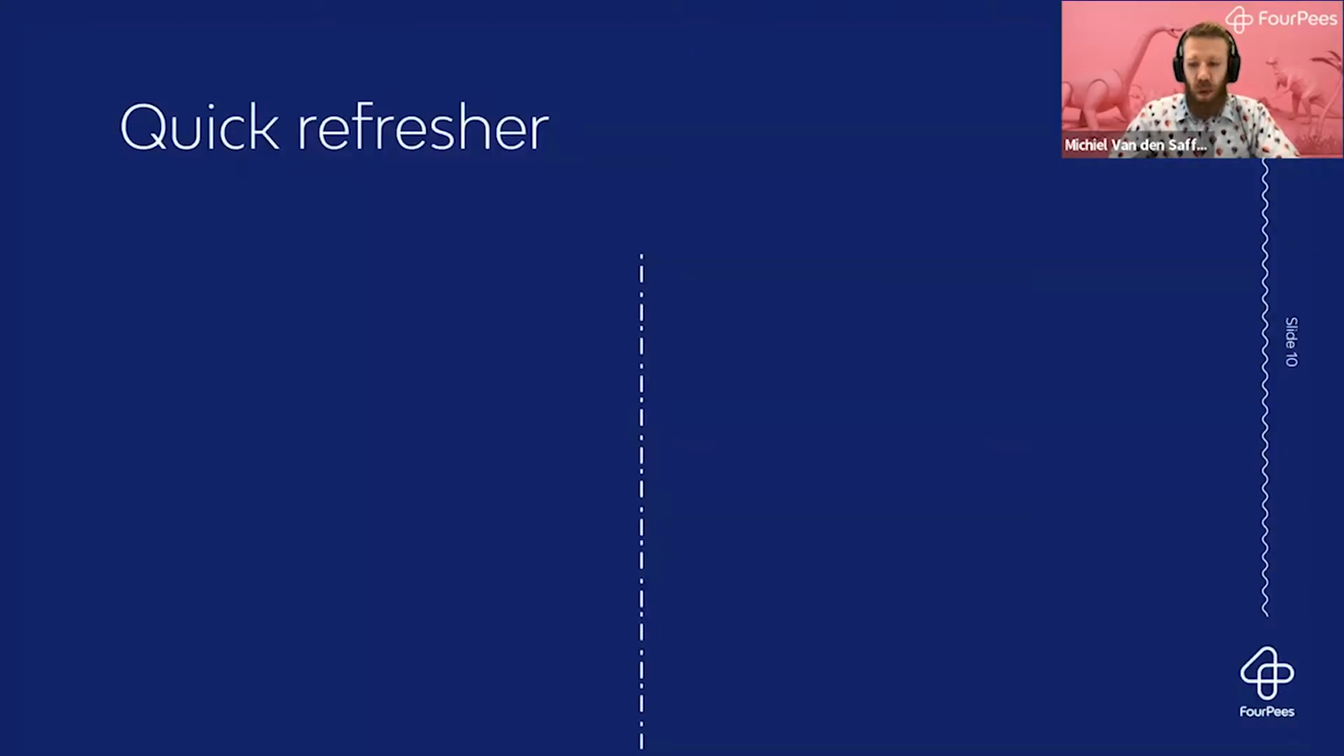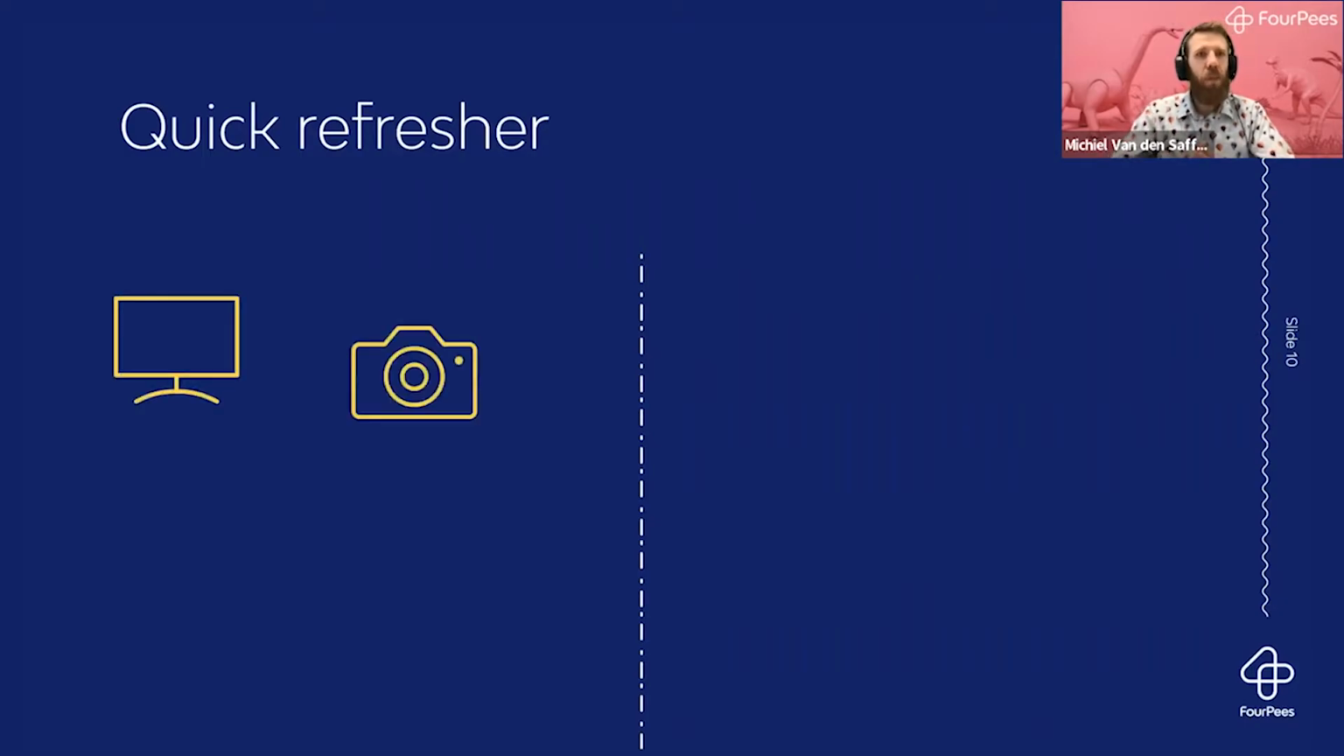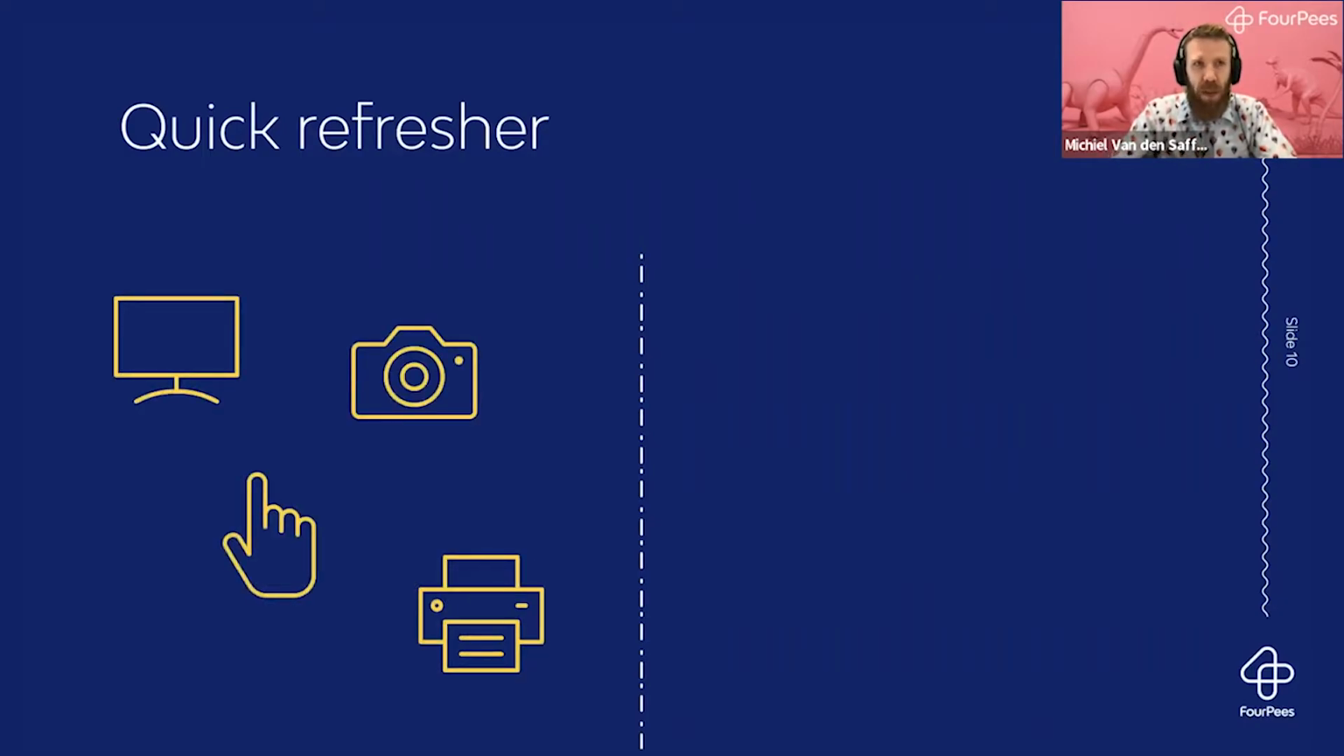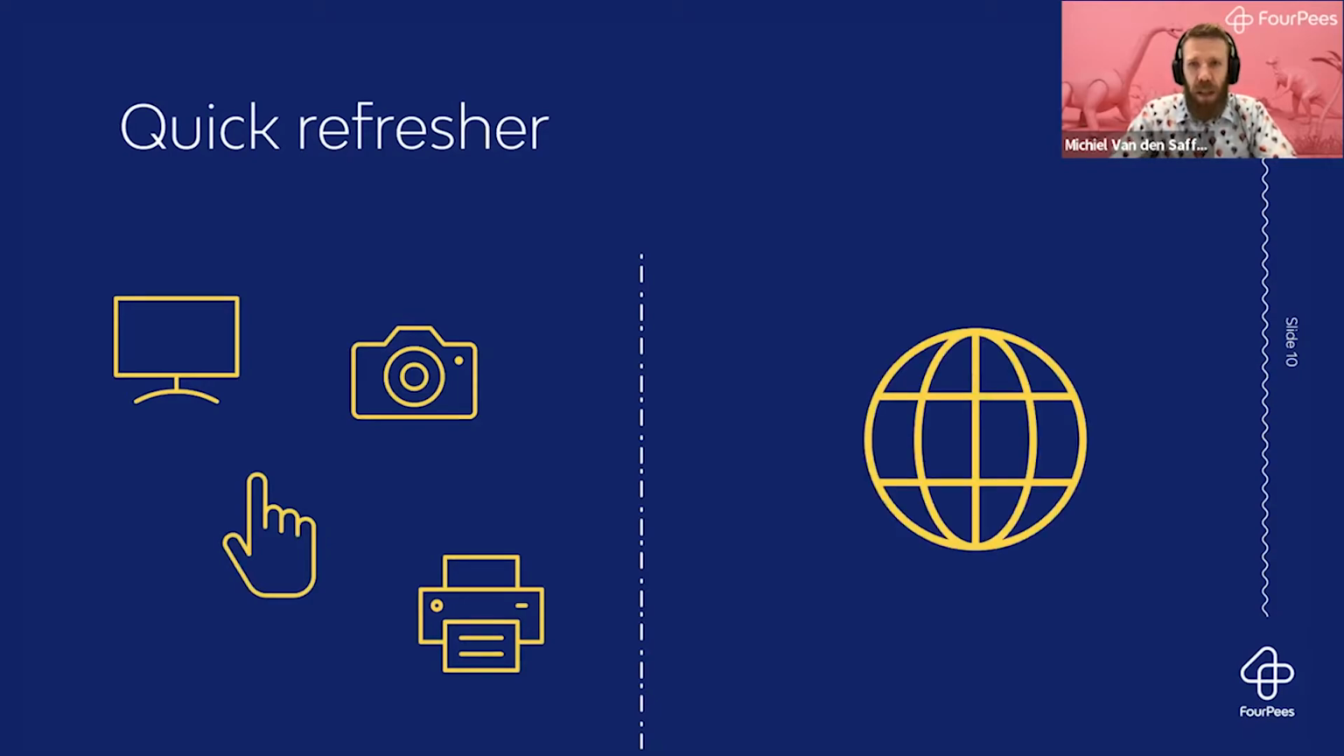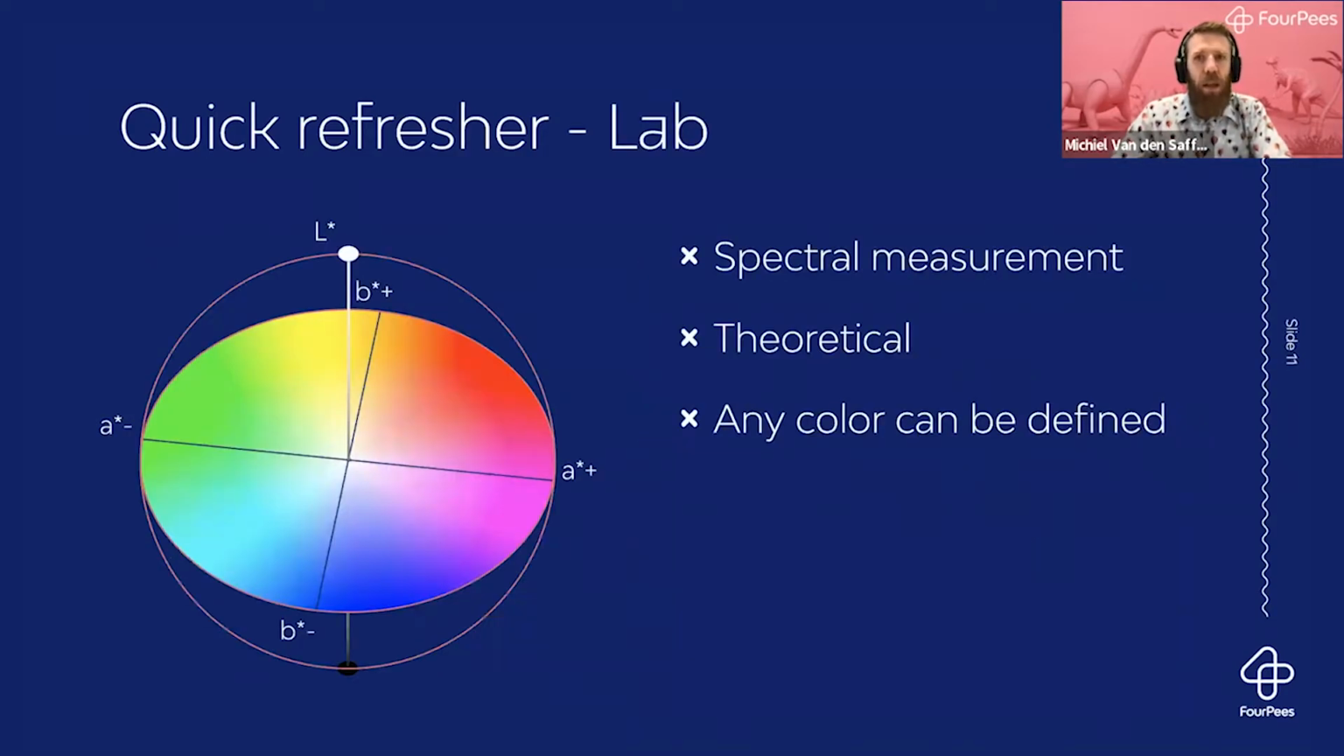Quick refresher on a few of the things we will need for this. We have our device-dependent color spaces on the left, and we have our independent color space, our LAB, on the right. These are different things. Most importantly, the device-dependent color spaces are the ones where you have primaries that are stuck to a device, and no two devices are alike. The device-independent color space is our LAB color space, where for everybody in the whole world, a certain LAB value means the same thing. These are spectral measurements.